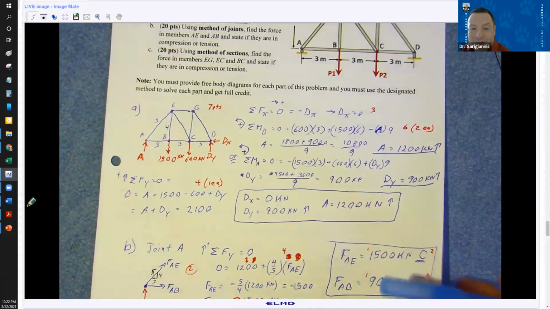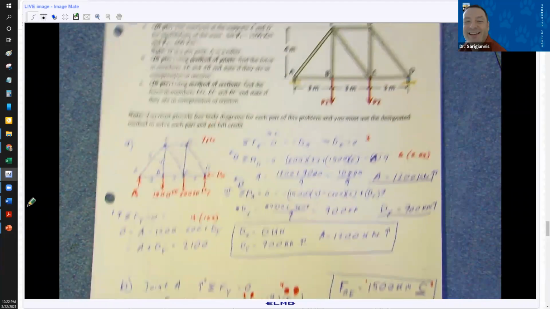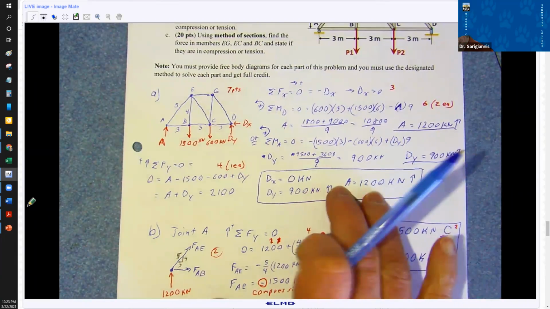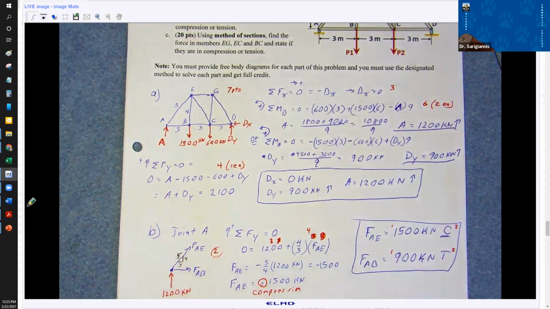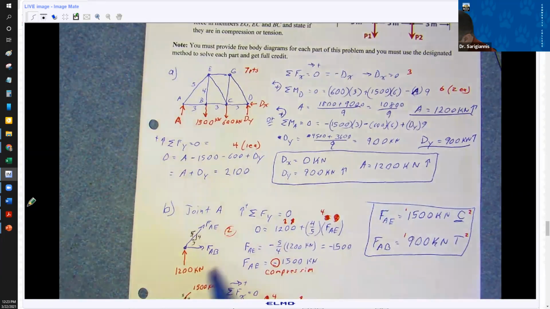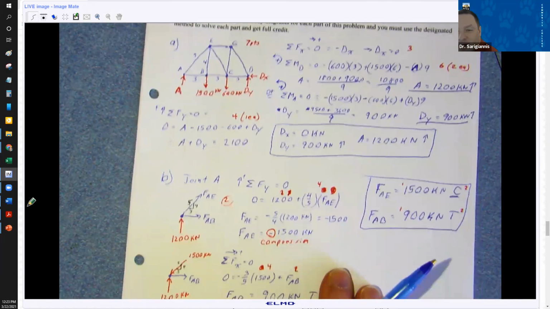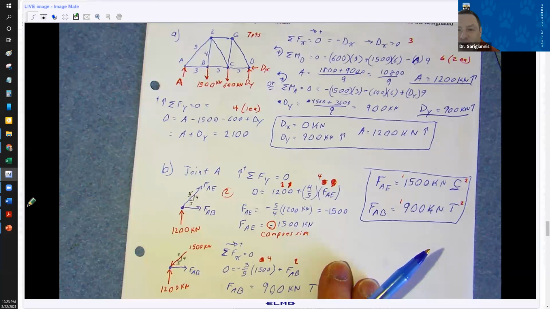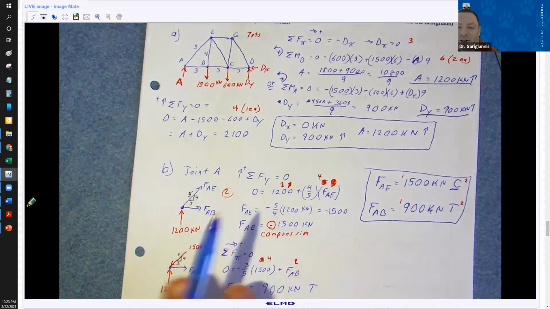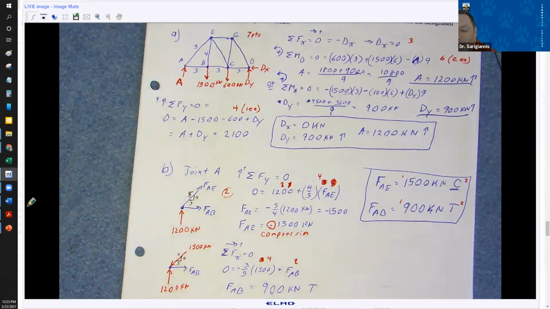So this is where it got a little dicey trying to grade. Mostly, if you got these wrong somehow, you could have done the rest right and gotten full credit, because I use your numbers and go through and figure out if you did the method of joints correctly. In fact, there's someone that actually put A in the wrong direction, and so as long as they did everything correctly, I gave them full credit, even though their answers were reversed.